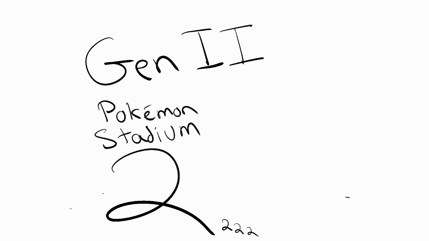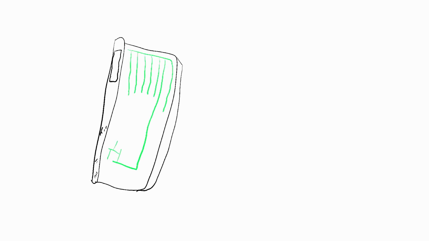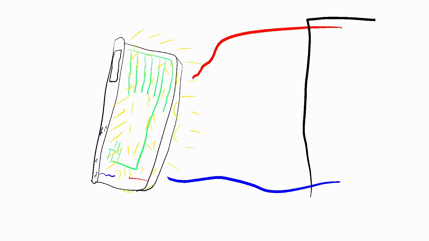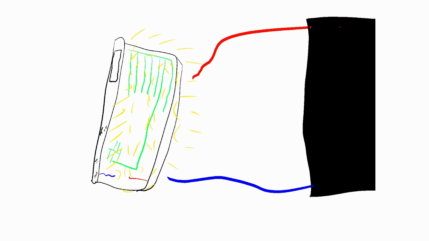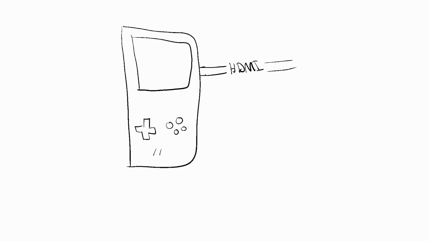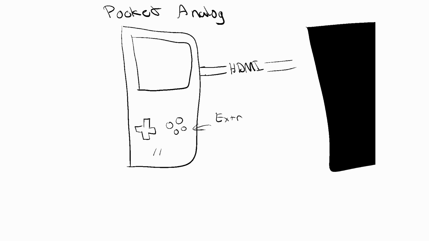Now I think it's worth mentioning that there are some hardware mods that you can make to your Game Boy or Game Boy Color that will allow you to output to certain other displays. You'll then need adapters to get from those displays to HDMI and into your capture card. Additionally, there's a device called Pocket Analog. This comes with a dock which can output to HDMI.